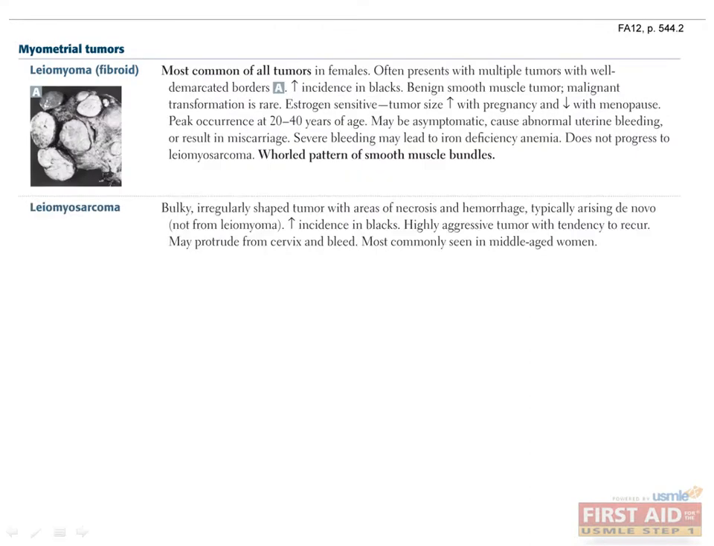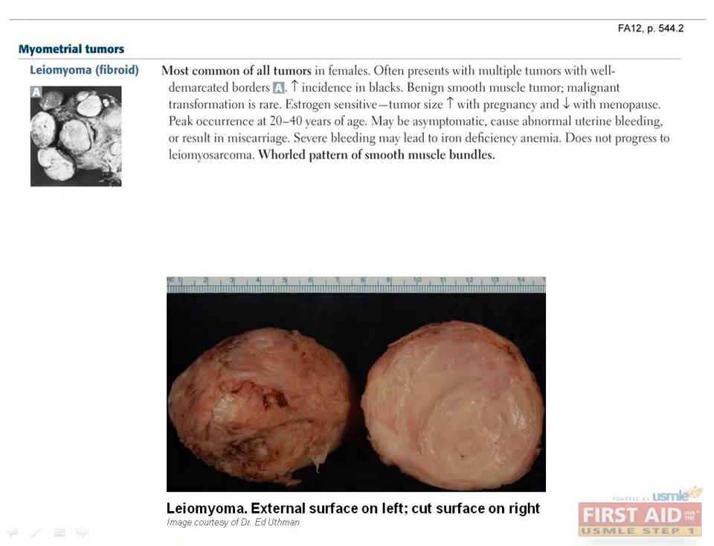Moving on, it's important to know that the most common type of tumor in females is the leiomyoma, also known as a uterine fibroid. These are benign smooth muscle tumors that are estrogen sensitive. They grow with pregnancy and shrink with menopause, as do the symptoms of extensive fibroid disease, especially pain in that region. As you can see from the image, they look like a ball of muscle.